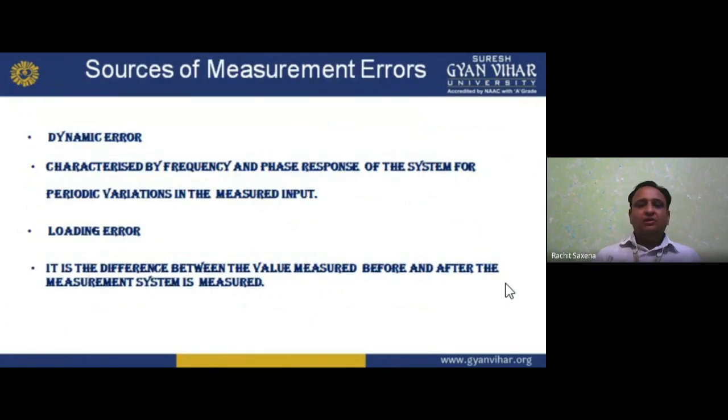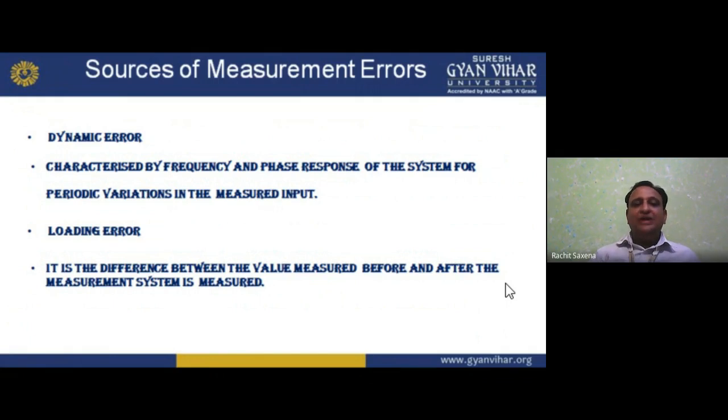Now, sources of measurement error. What are the sources we have? Dynamic error is characterized by the frequency and phase response of the system for periodic variation in the measured input.